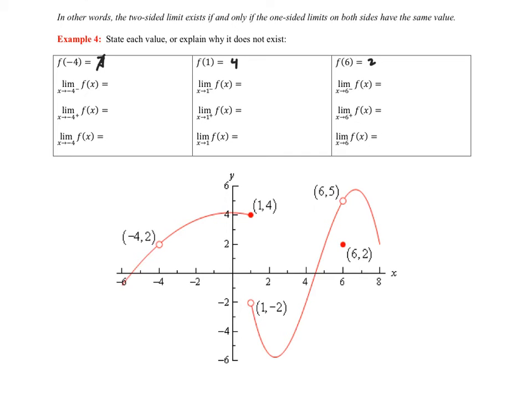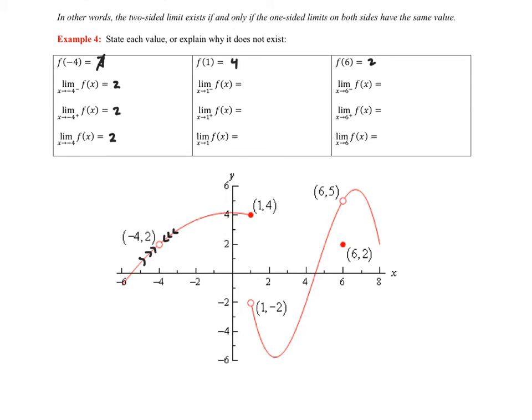All right, now let's look at some left-handed, right-handed limits. Okay, let's go back to x equals -4. From the left of -4, looks like our limit is 2. From the right of -4, looks like our limit is 2. Since those two limits agree, then the limit as x approaches -4 of f of x is also 2.